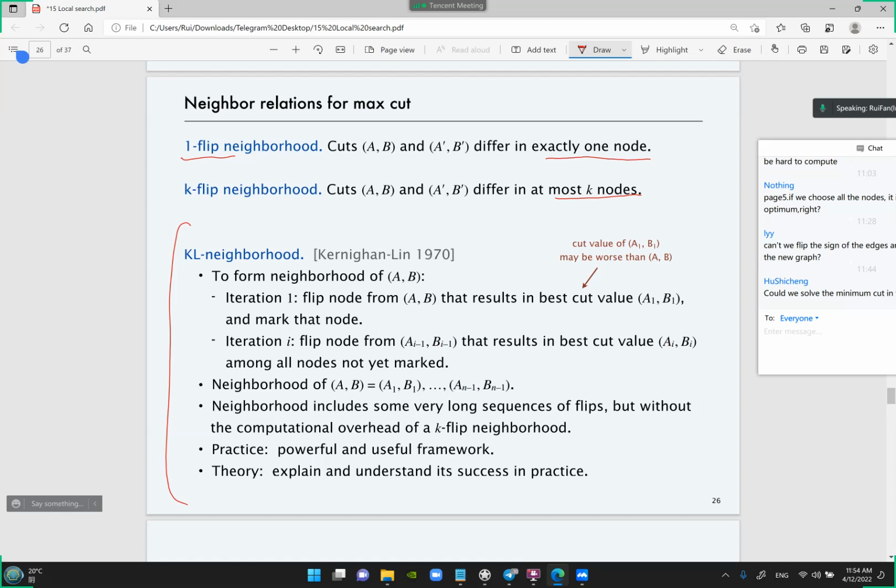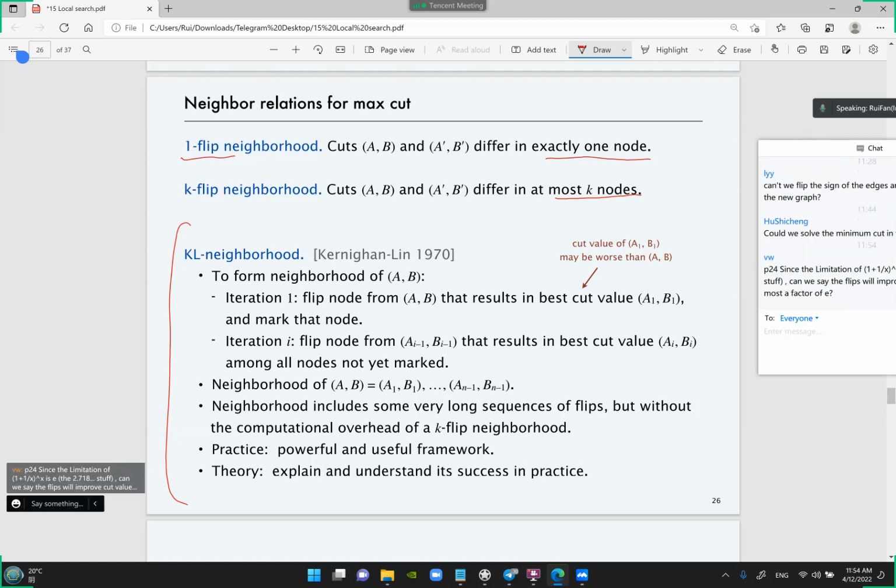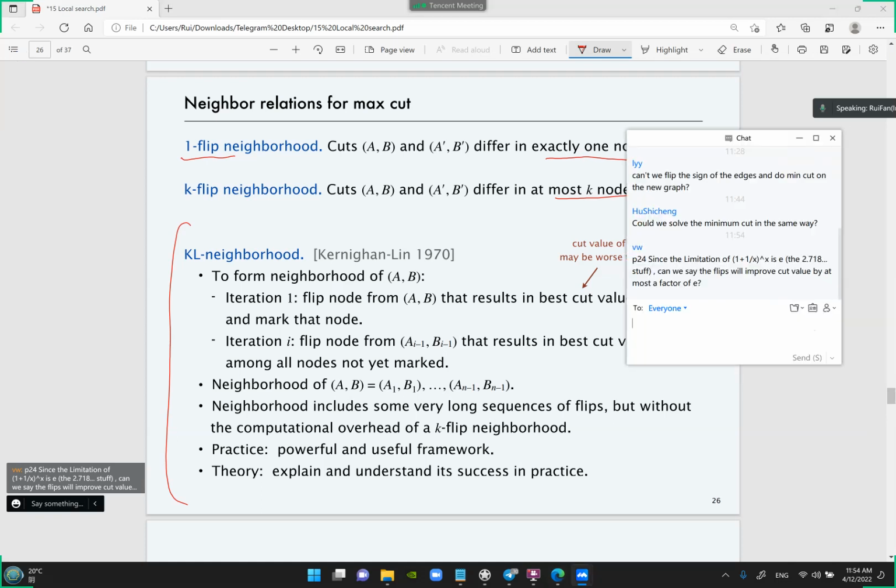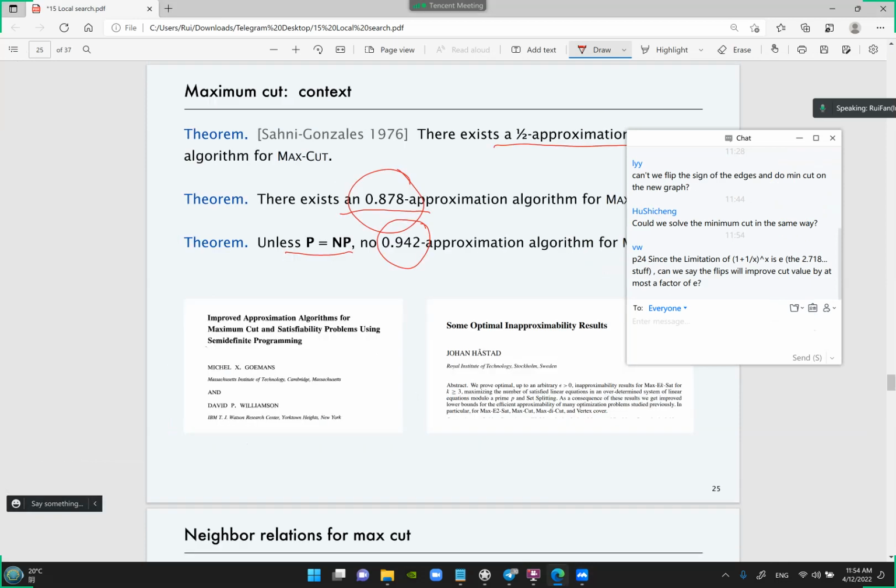Any questions up to now about any of the stuff we talked about? All right, in that case, we're going to stop the lecture. And somebody does have a question. Page 24.